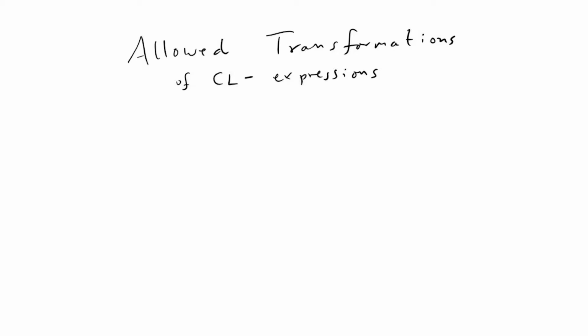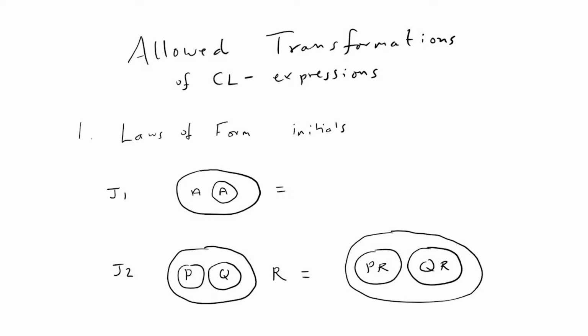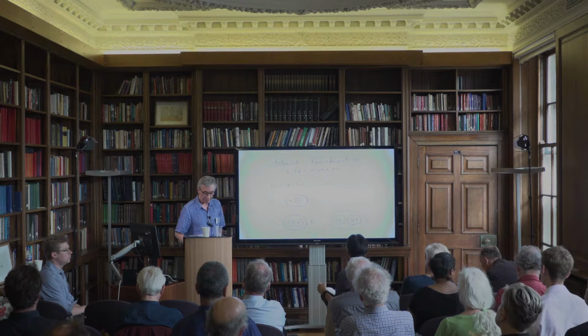Once you've got your expressions, you play around with transforming them one into the other, and you have these allowed transformations which are built up out of elementary moves or axioms or initial equations, whatever you like to call them, for which there are various choices. Firstly, there's the choice in Laws of Form, with the initial equations I'll refer to as J1 and J2. I've written it with capital letters. The point here being that capital A can stand for any CL expression. So the rule says, and the other thing is that this transformation can happen anywhere inside a bigger expression.